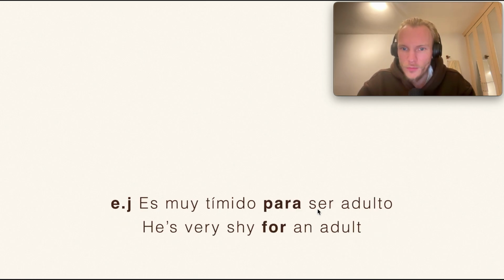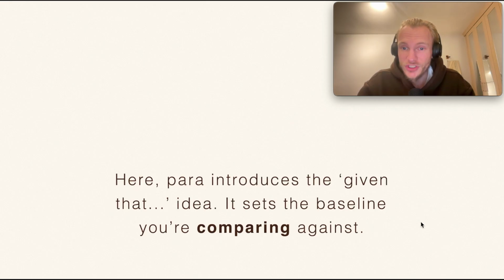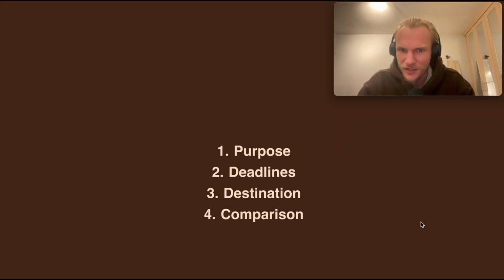Es muy tímido para ser adulto. He's very shy, or she, for being an adult. So here, para introduces, Spanish to English, the given idea. So it sets the baseline you're comparing against. So para is for comparison as well, chicos. Para is a forward-facing word.